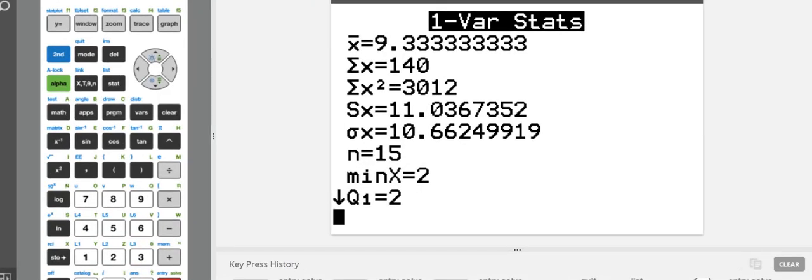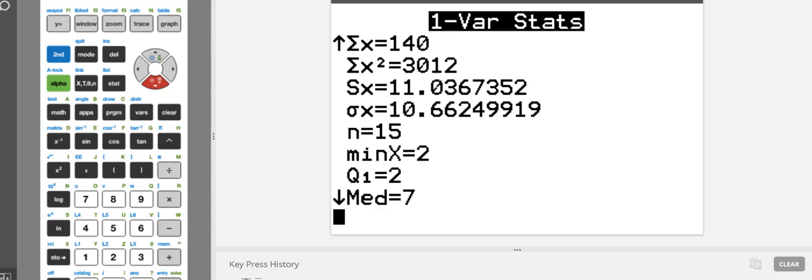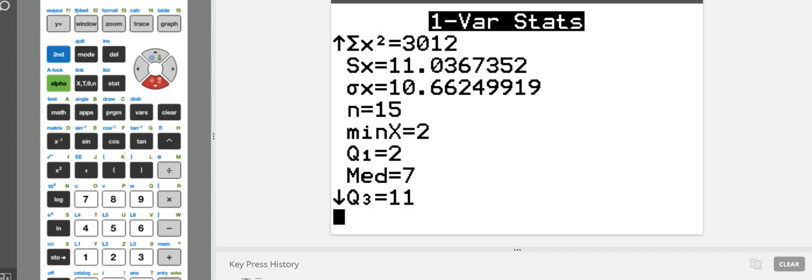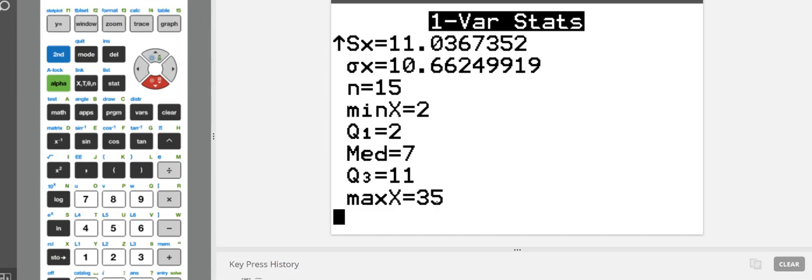On my calculator, I have more than just that. Let's go through it. I know that my number of items was 15. My median was 7. My maximum was 35. My minimum was 2, so I could find my range by subtracting those 2.